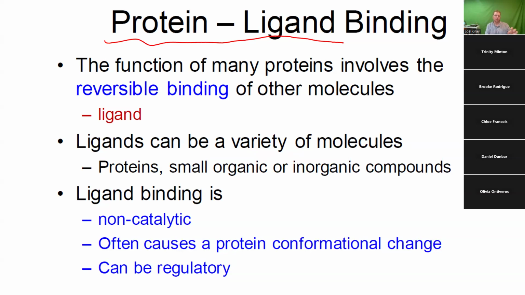An enzyme binds to a molecule, but that is not a ligand that it's binding. In that case, we're talking about a substrate. So a protein binds a ligand, releases it, binds, releases, binds, releases. When it comes to enzymes, you're binding and you're breaking a bond and you're releasing it. So ligand binding is non-catalytic, often uses a protein's conformational change, and it can be regulatory. So that regulatory instance is, well, we're slowing a process down or we're speeding a process up.